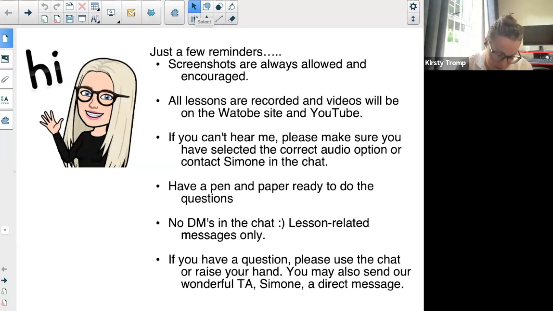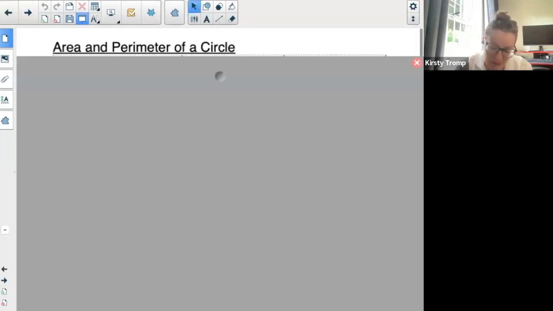Let's get going with our lesson for tonight. Miss Cat has sent me some notes for you guys. She says you are now on the area and perimeter of a circle. So I remember where I left you guys off last week.